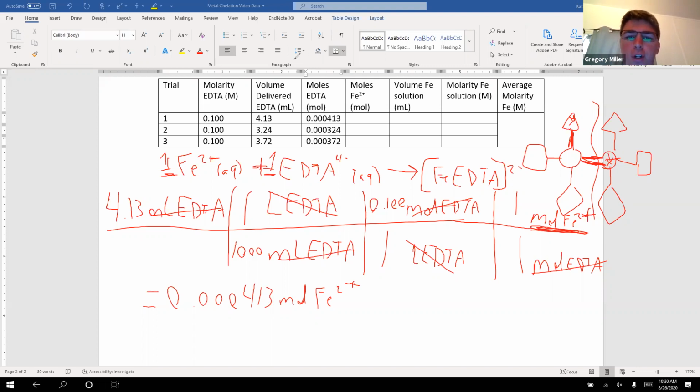We can also shorten this up a little bit if we just start from the moles of EDTA that we found. So for that next trial, 0.000324 moles of EDTA. We can go from moles of EDTA to moles of iron.